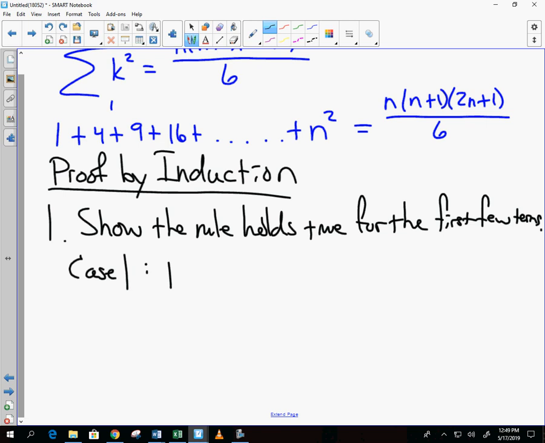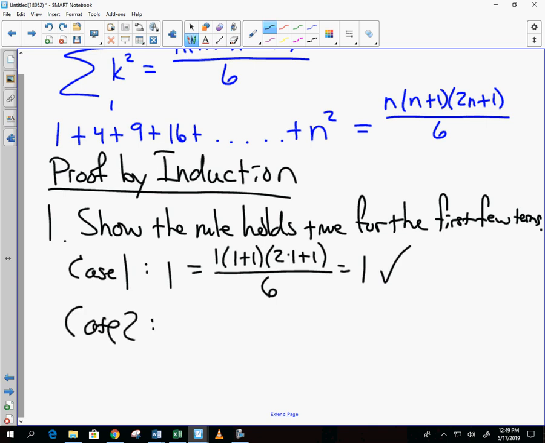1 equals 1 times 1 plus 1 times 2 times 1 plus 1, over 6. Does that work? So I get 3 times 2 is 6, times 1 is 6, divided by 6 is 1. Did it work? All right. I'm not convinced. I need to do case 2.